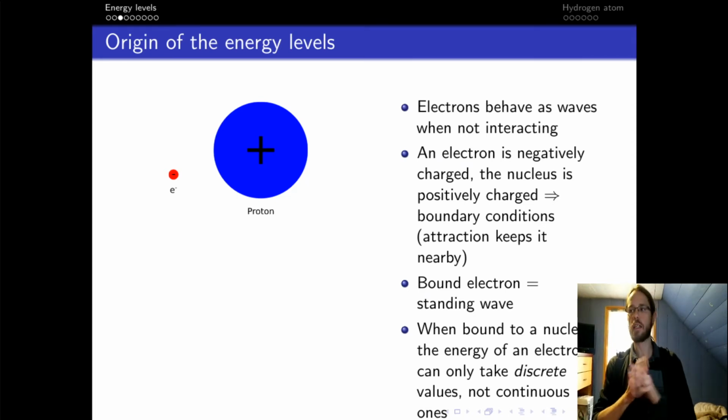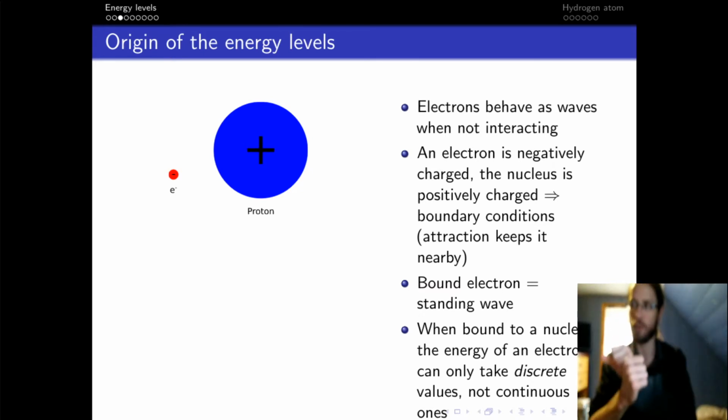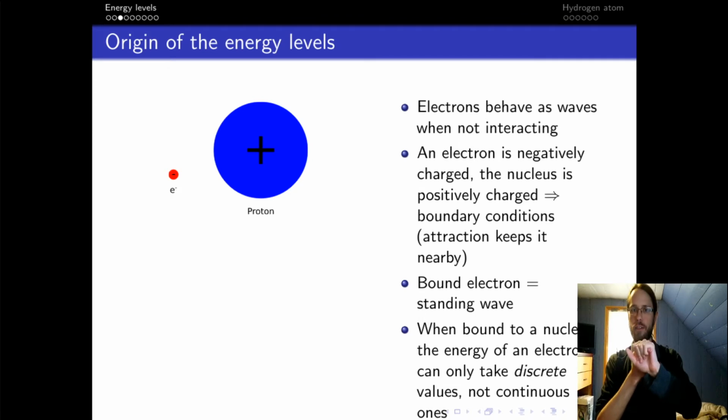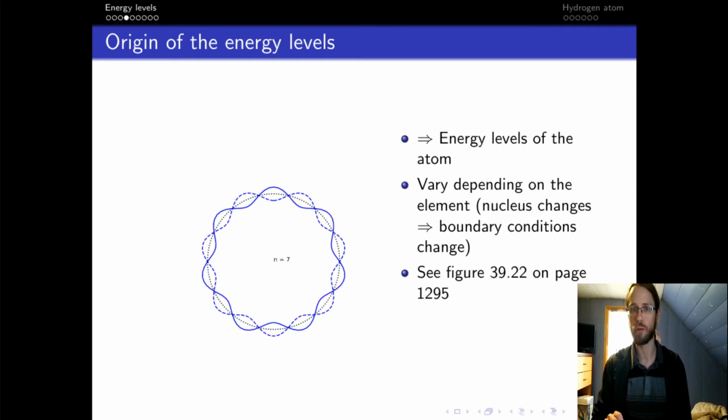And this will have the effect that, like in a standing wave where its frequency took discrete values, the properties of the electron will also take discrete values, such as its angular momentum and its energy. So what we call energy levels are, in fact, the discrete possible values of energy that an electron can have when bound to an atom.